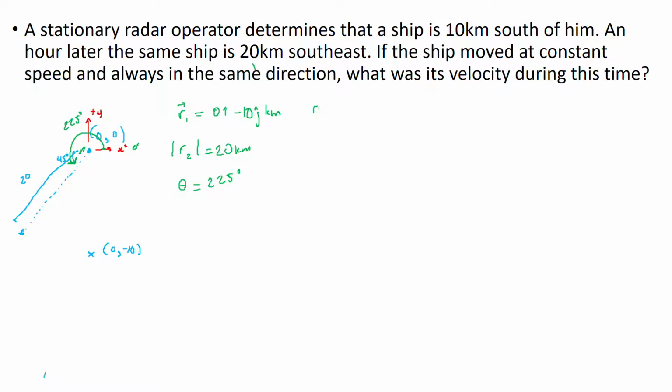So R2 is going to be 20 cosine of 225 i plus 20 sine of 225 j. Okay, if we solve this little math with trigonometry, it's going to be minus 14.14 i minus 14.14 j. Okay, and these two are in kilometers.